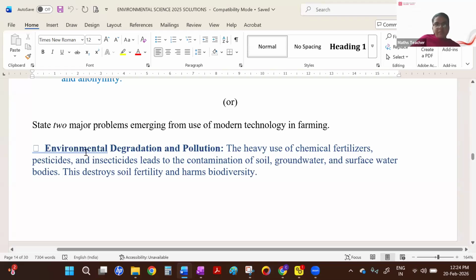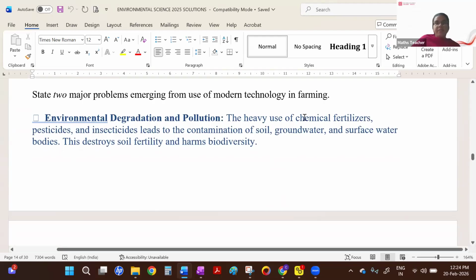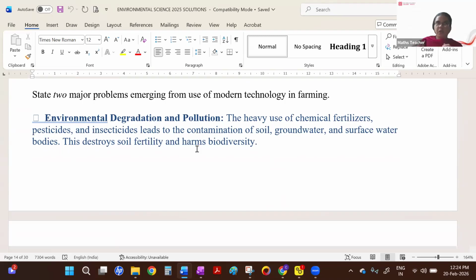So what are the drawbacks? Environmental degradation and pollution. Because of the heavy use of chemical fertilizers, pesticides, and insecticides, it leads to contamination. So everything is polluted now. Because modern technology means they'll be using a lot of chemicals, pesticides, and fertilizers, right? So the land will be polluted, and the water will also be polluted. Surface water, everything, even the groundwater will be polluted because these chemicals will slowly seep into the ground when it rains. So therefore, everything will be polluted.